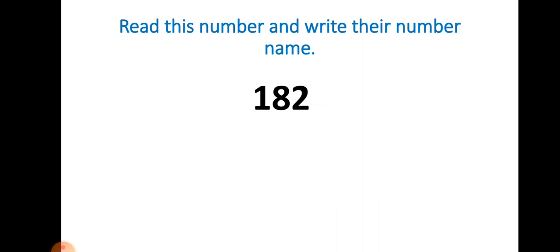The next number given is a 3 digit number, 182. So how to read this number? The last number 2 is in ones place, 8 is in tens place, and 1 is in hundred place. When a 3 digit number is given, the last number is in ones, the middle number is in tens, and the first number is in hundred place.